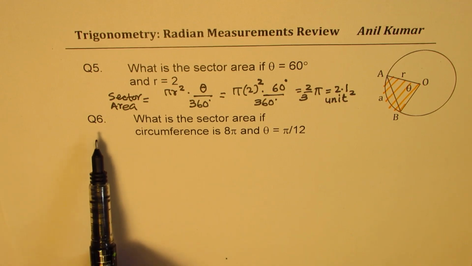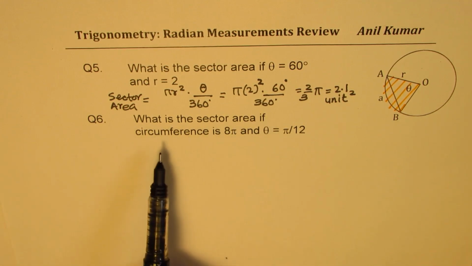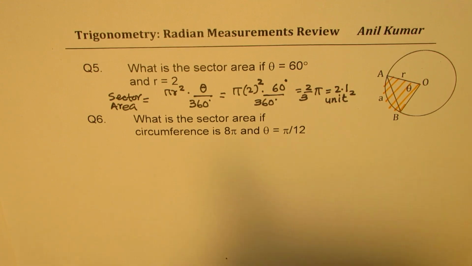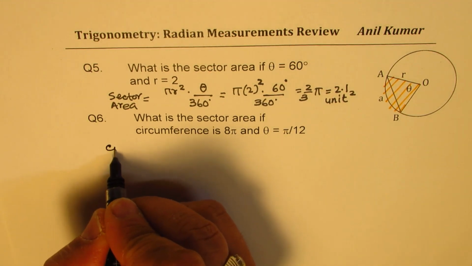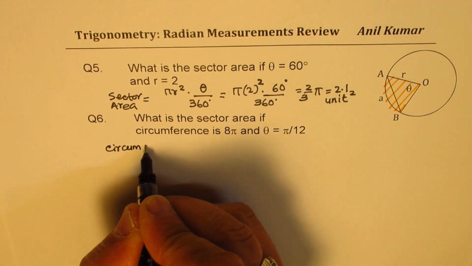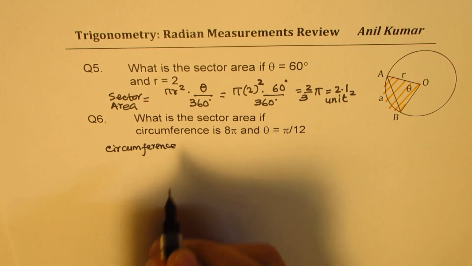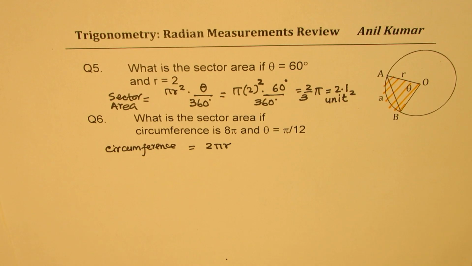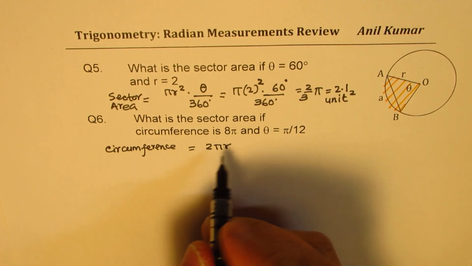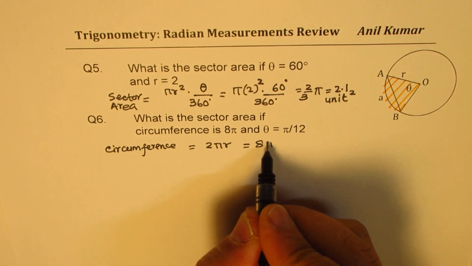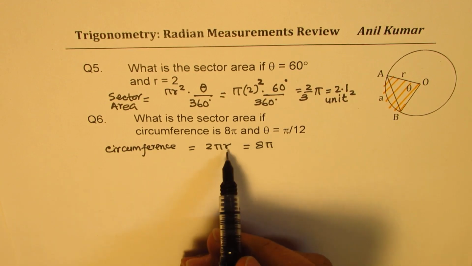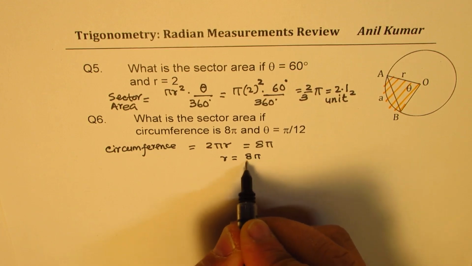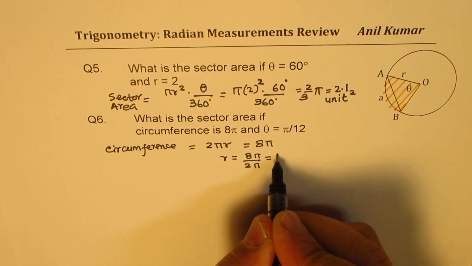Now question number 6. What is the sector area if circumference is 8 pi and theta is pi by 12? Now in this particular case, we are given the circumference. Circumference is basically equal to 2 pi r. So we are saying that this circumference is equal to 8 pi. So that should help us to find what r is, right? So r is equal to 8 pi divided by 2 pi. So the radius is 4 units.